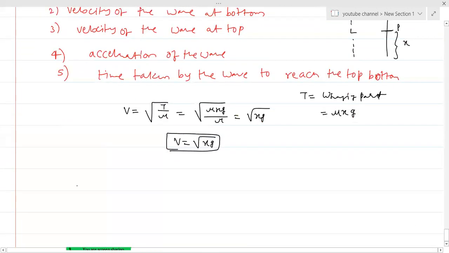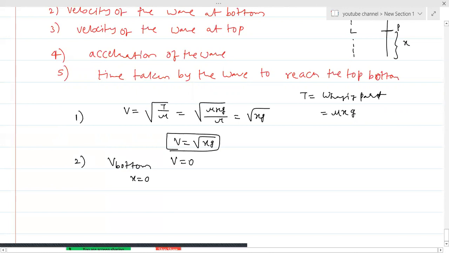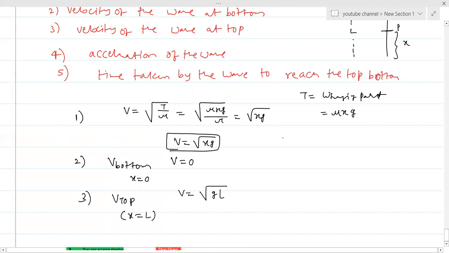So this is the first one. Second one, we are taking velocity at the bottom. From the bottom itself, the x is measured, so therefore x is equal to 0 and velocity will be 0. Then velocity at the top: x is equivalent to L, so we will take v equal to root over gL.